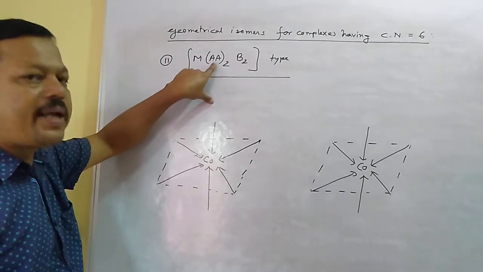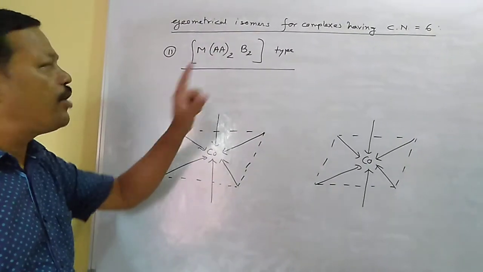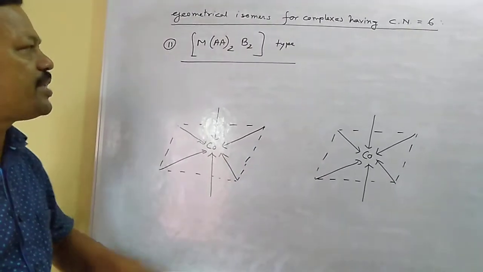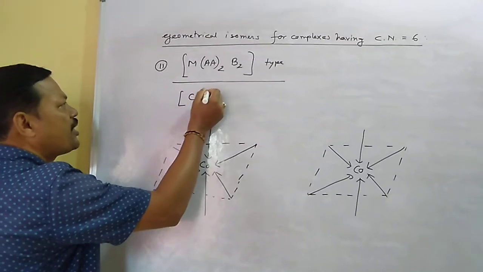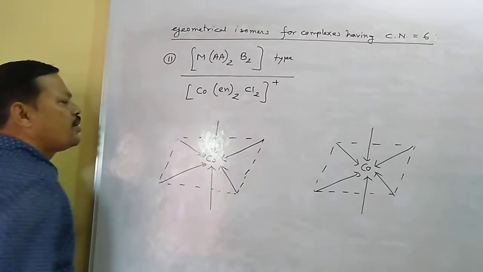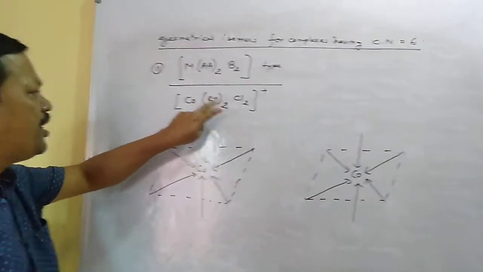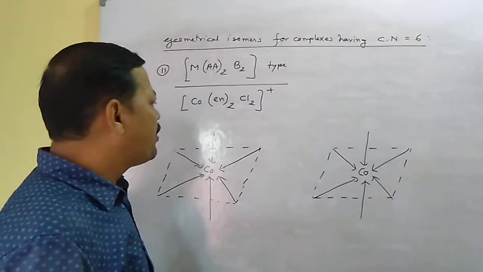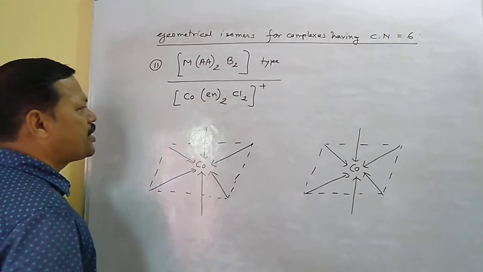Since A is a bidentate ligand, as you know, one bidentate ligand produces two bonds. There are two bidentate ligands, so they will form 4 bonds. And these two monodentate ligands will form another 2 bonds. Total number of bonds will be 6. That's why coordination number is 6. If you want to take an example, you can take this one. Its name will be dichlorido bis(ethylene diamine), or ethane-1,2-diamine, cobalt(III) ion. Now, if you want to draw cis-trans for these complexes, there are 2 chlorine atoms.